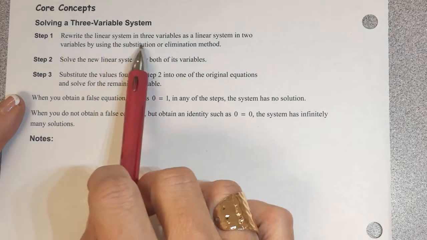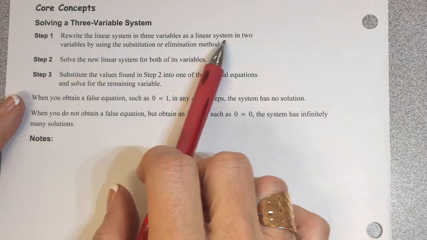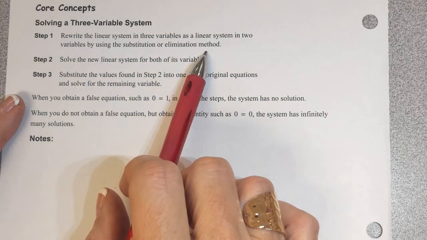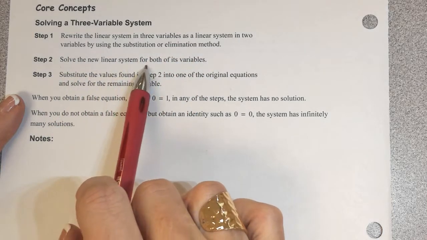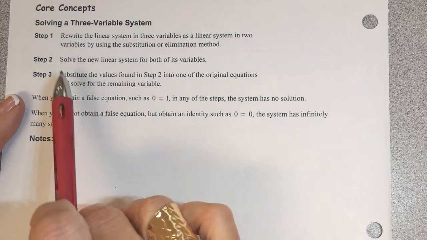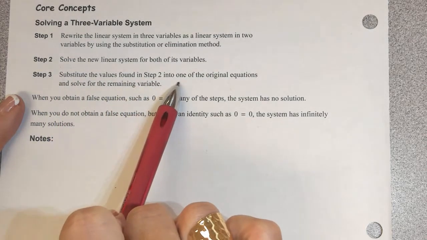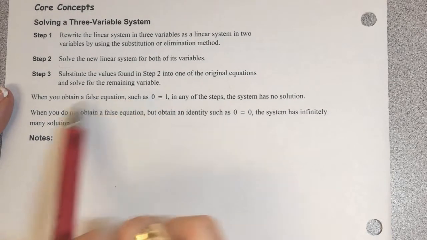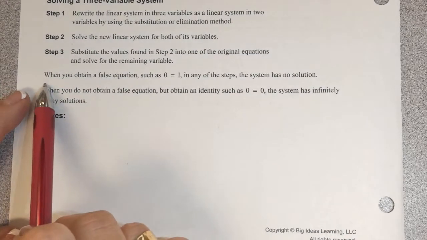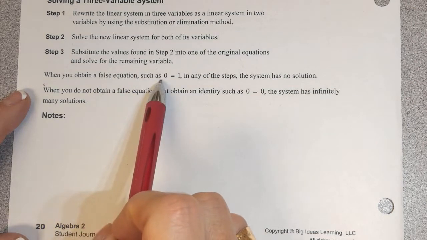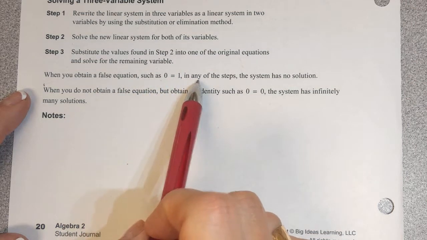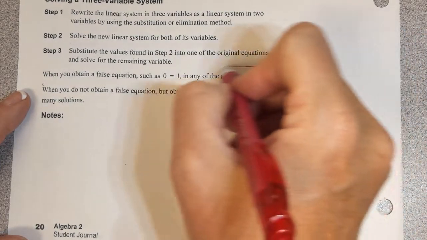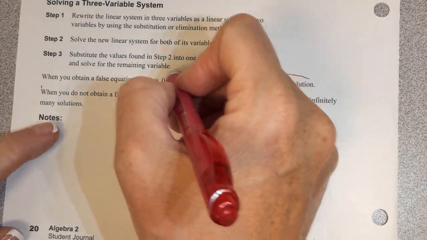You're going to rewrite the linear system in 3 variables as a linear system in 2 variables by using the substitution or elimination method. Solve the new linear system for both of its variables. Substitute the values found in step 2 into one of the original equations and solve for the remaining variable. This is important here. When you obtain a false solution, such as 0 equals 1, in any of the steps, the system has no solution. So this is important.